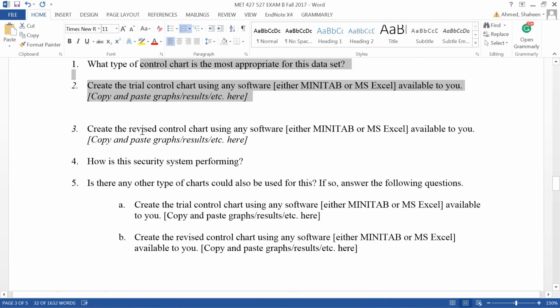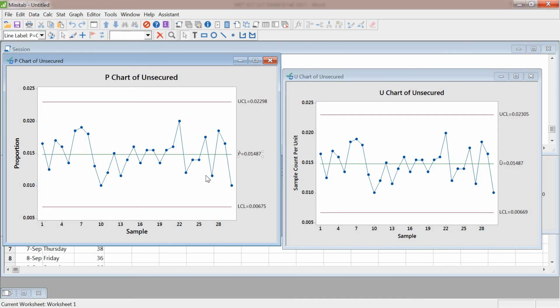Then, is there a revised chart? There are no points out of control, so we don't really revise it. We don't need to revise this, so this is okay. So the revised chart and not revised chart are the same. My computer froze. What's going on?